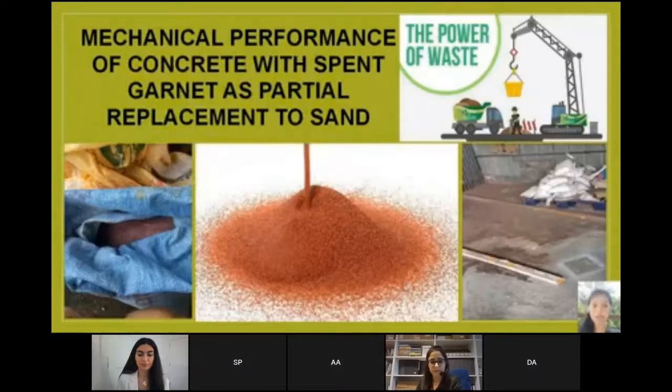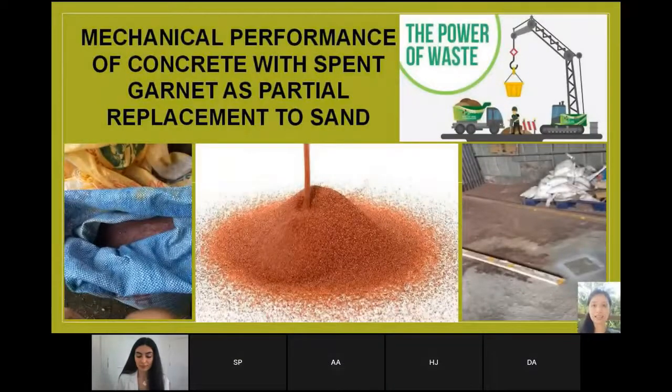I'm Maris Makatangay, and I will be the one to discuss our undergrad thesis entitled The Mechanical Performance of Concrete with Spent Garnet as Partial Replacement to Sand. But the question is, why did we choose spent garnet as the main material to replace the conventional concrete mixture?